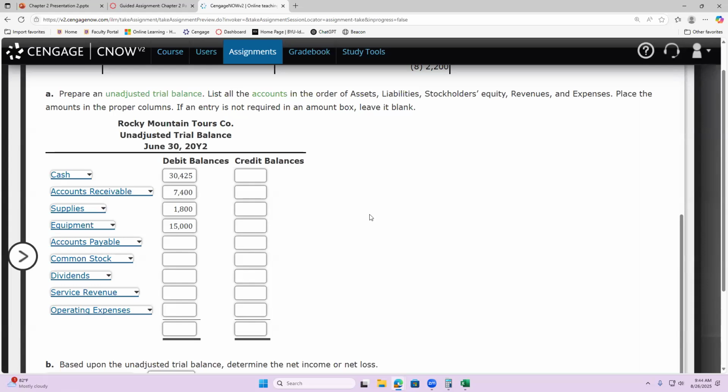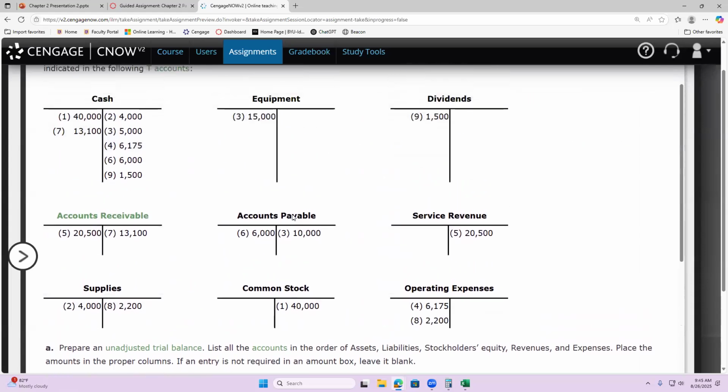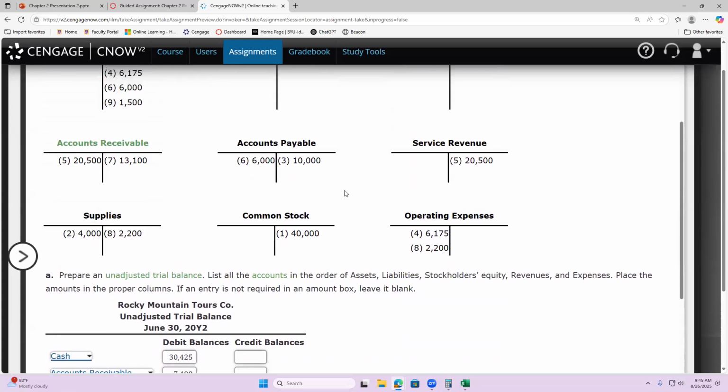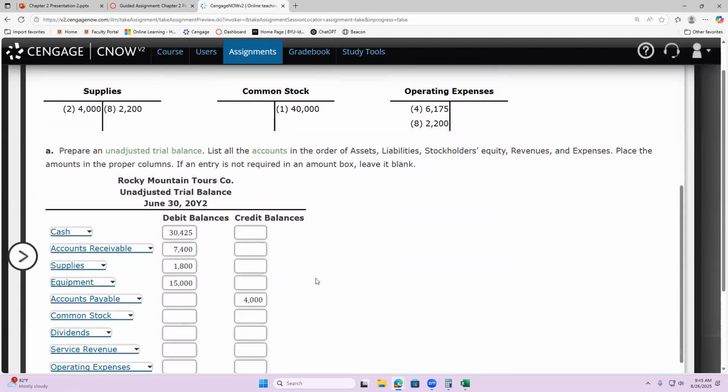When something doesn't have a balance according to its normal balance, it's a sign that you either made a mistake or you have something unusual. It's worth checking out. Okay. Liabilities, accounts payable. There was a debit of 6,000 and a credit of 10,000. So if I take 10,000 minus 6,000, I'm left with a credit balance of $4,000. Common stock just has a credit of 40,000.